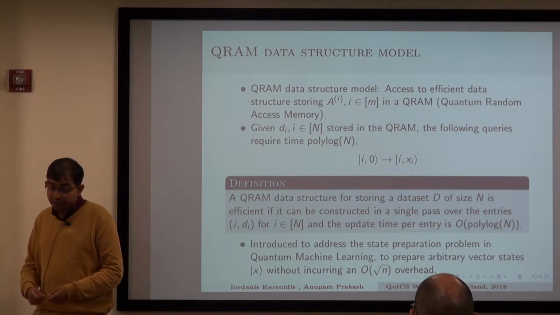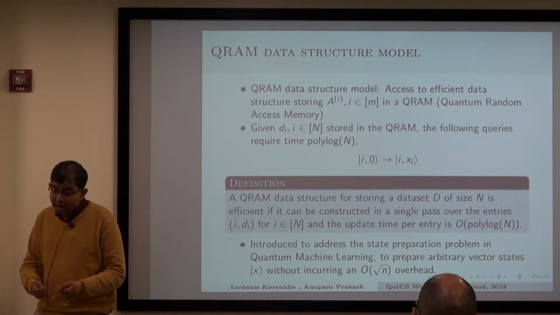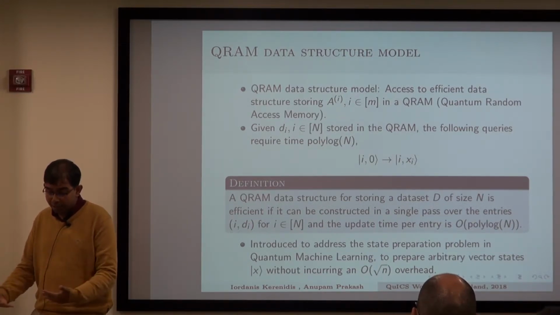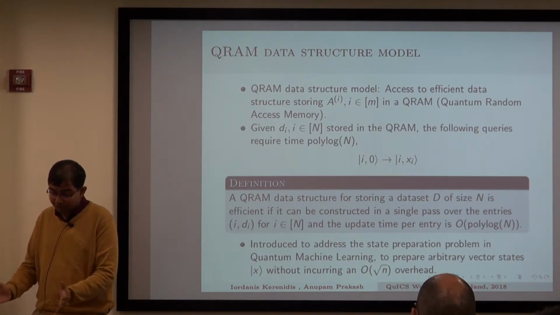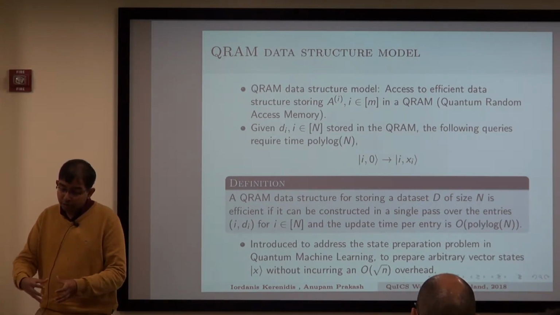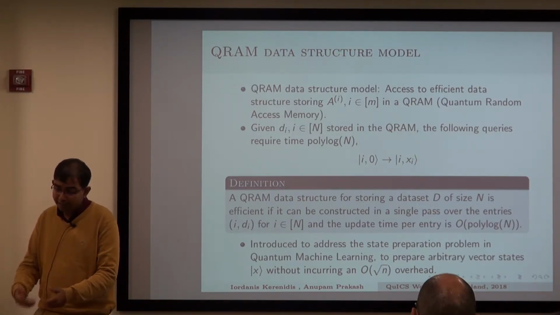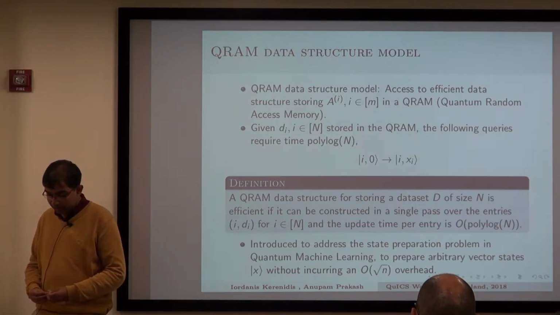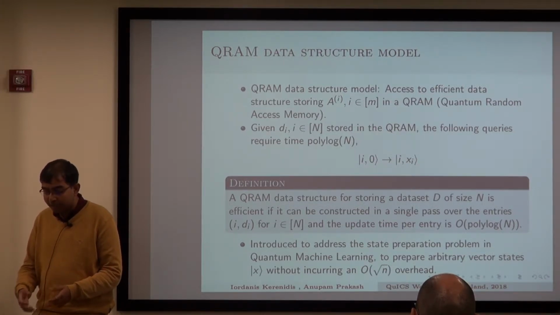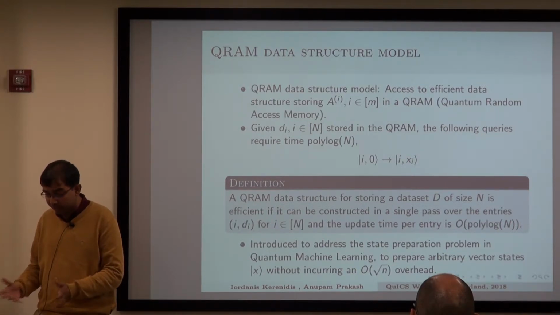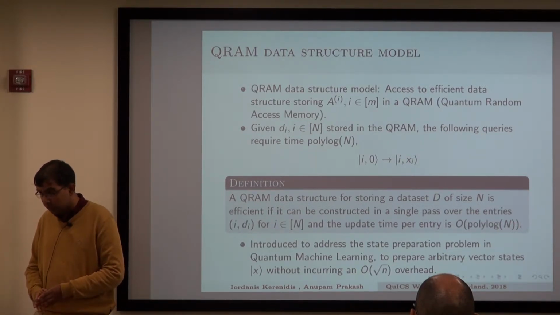So the QRAM data structure is efficient if it doesn't incur additional overhead over sequential storage in memory. This is a natural definition for efficiency. There is some overhead in going over the data set once, and that's all the overhead we incur in putting this into memory. It was first proposed to address the state preparation problem in quantum machine learning, to prepare arbitrary vector states without incurring square root n overhead as would be needed by the search lower bounds. So just a comment about that.